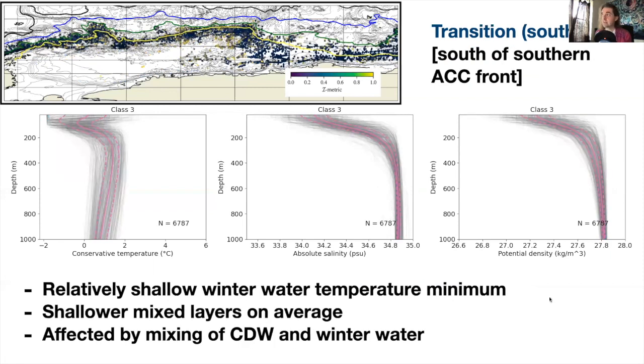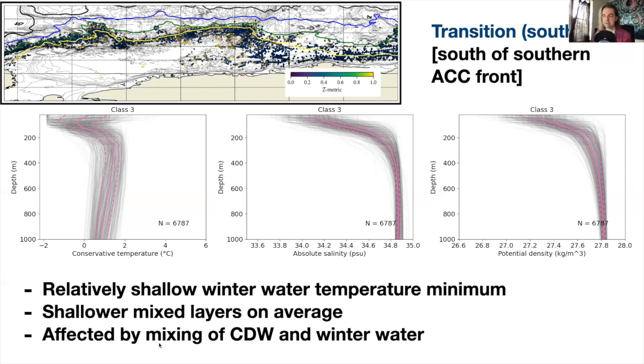Here's another transition class south of the southern ACC front, a little bit warmer. Now you can see them getting a little bit warmer. We've got a relatively shallow winter water temperature minimum compared to the next transition class that I'm going to show you, so pay attention to that. The winter water temperature minimum is a little bit shallower here. The mixed layers are a little bit shallower.